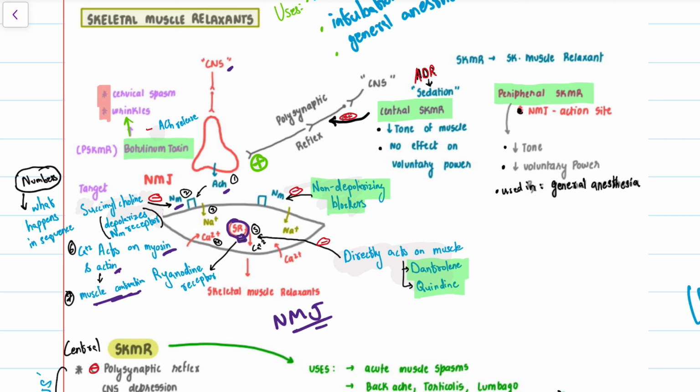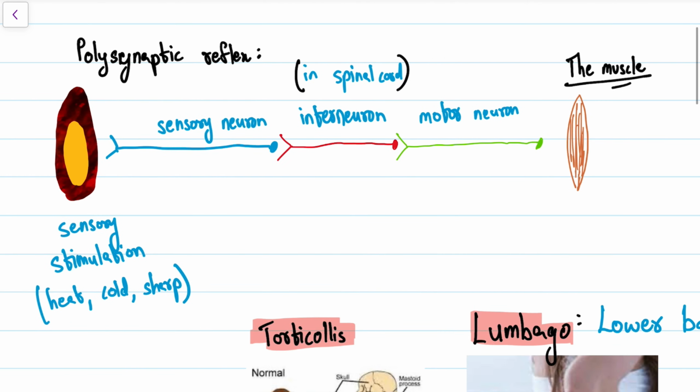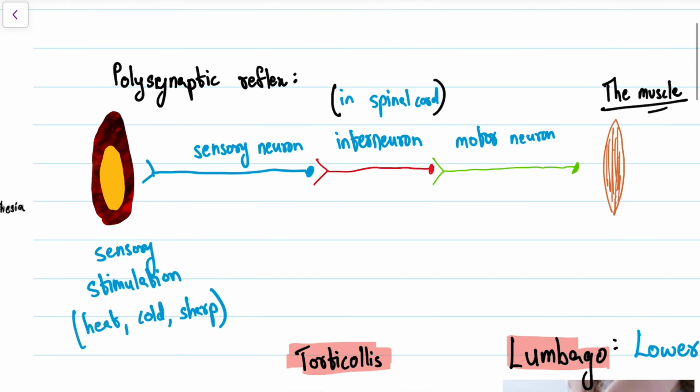Moreover, this acetylcholine release is actually promoted by polysynaptic reflexes, which are sent by the CNS. First of all, what are polysynaptic reflexes? Poly means many, right? Many synapses, more than one synapse is present, and it's a reflex.